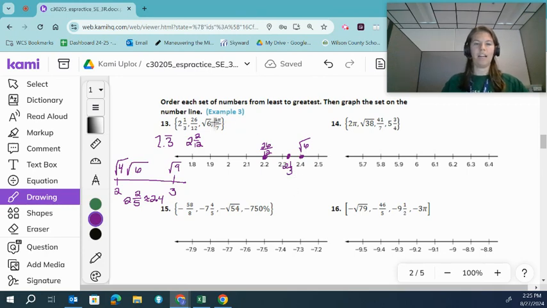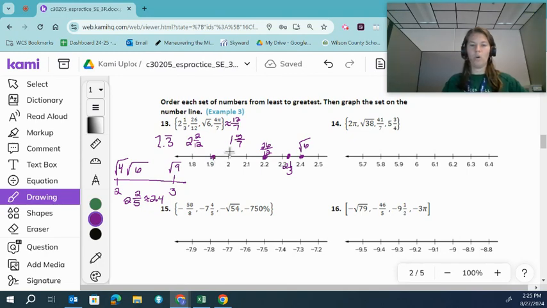And then the last one is 4 pi divided by 7. I'm going to estimate pi to be about 3. 4 times 3 is 12, so this is going to be approximately 12/7. 7 goes into 12 only one time, and we have 5/7 after that. So it's going to be over here somewhere, less than 2.